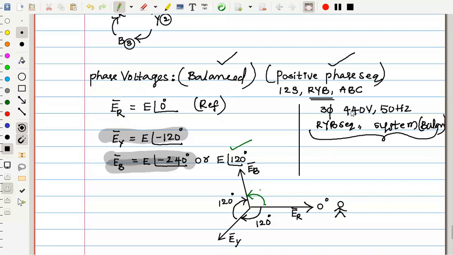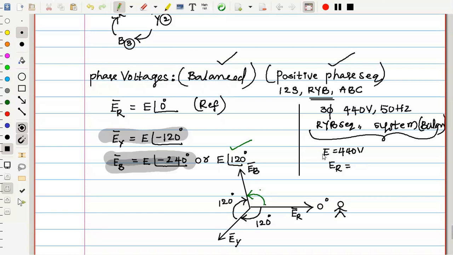So this given value is the line voltage, which is equal to E. E is equal to 440 volts. It is understood from this that it is an RMS value. Now I can write ER is equal to, I can consider R as a reference, or Y as a reference, or B as a reference. It's your wish. So we will choose the R phase as reference.